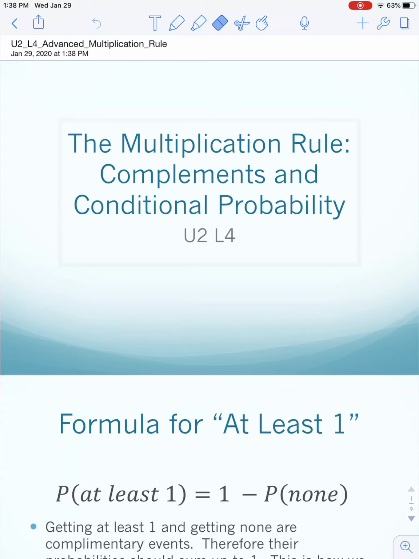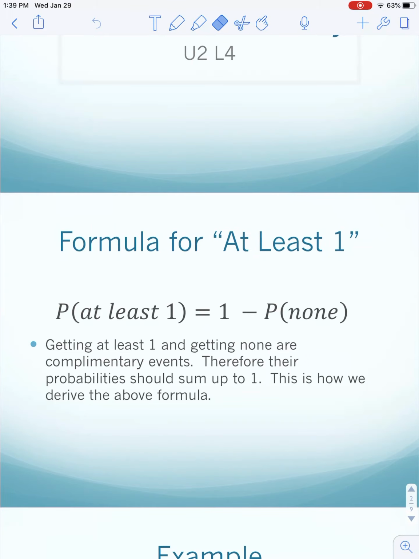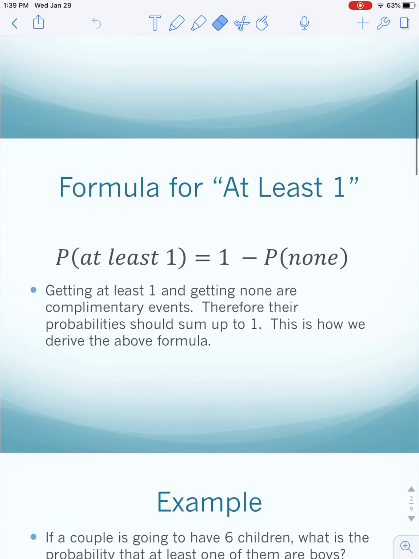All right, this is a video lesson for lesson 4, which is the multiplication rule with complements and conditional probability. This is a continuation of the last lesson, but looking at more advanced applications. These aren't necessarily the longest, hardest problems, but they're a more sophisticated way of using some of the ideas of the multiplication rule and other things we've learned throughout the semester.